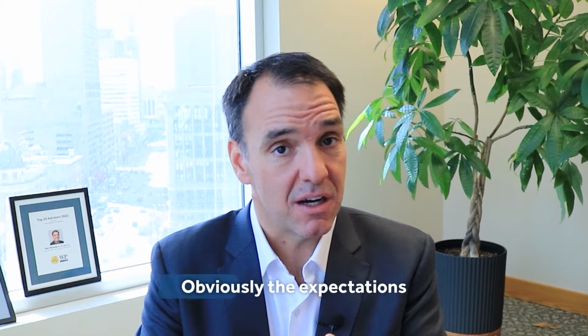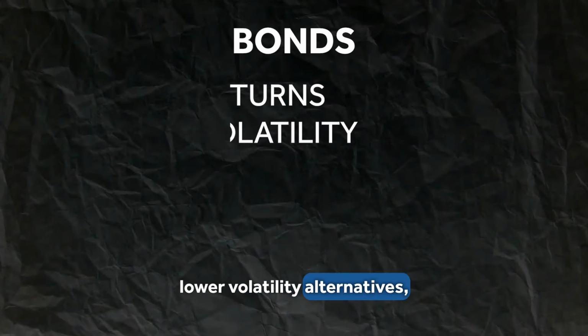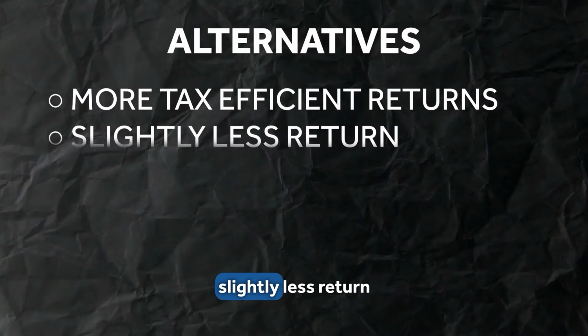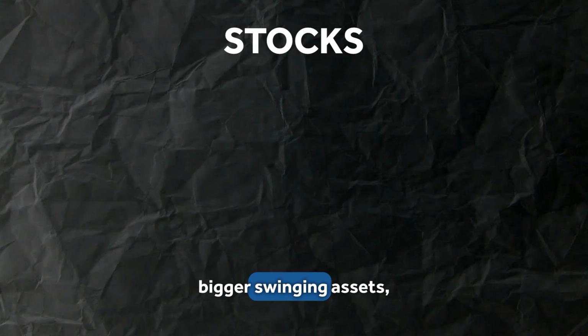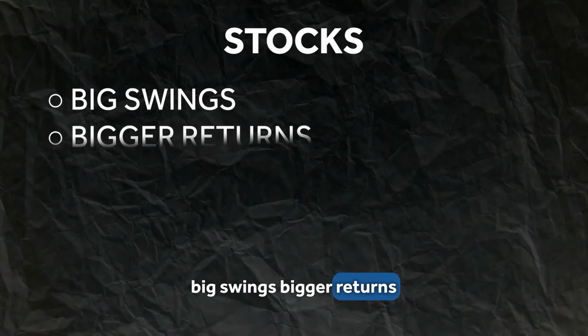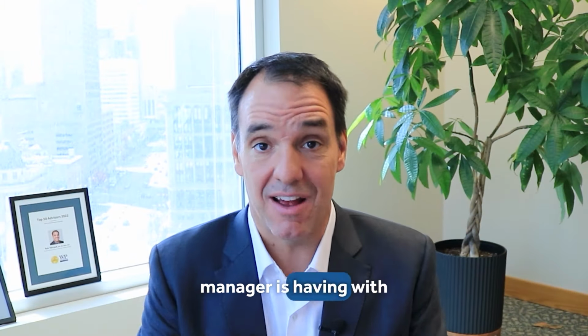Now, bonds, obviously, the expectations will be lower returns, lower volatility. Alternatives, more tax efficient returns, slightly less return and less liquidity, less volatility. And then stocks, you've got your bigger swinging assets, big swings, bigger returns, more volatility. So that should be a discussion that every portfolio manager is having with clients.